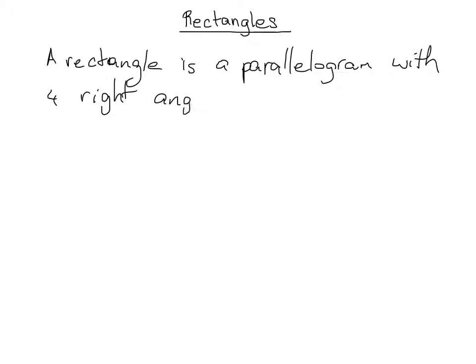And now just to remind you of what a parallelogram is. A parallelogram has 2 pairs of parallel sides. So now we're talking about a figure with 2 pairs of parallel sides and the angles are all right. Not all right, but all right angles.